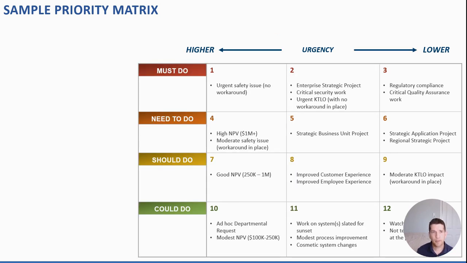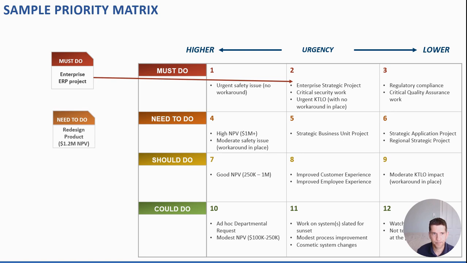So in this example, we have a must-do project. It's an enterprise ERP project. It maps to cell number 2 because it's an enterprise strategic project. That's its relative priority. Then we've got a need-to-do item. We want to redesign a product, and that's going to result in $1.2 million in net present value. So it maps to cell number 4, which is for high net present value requests.